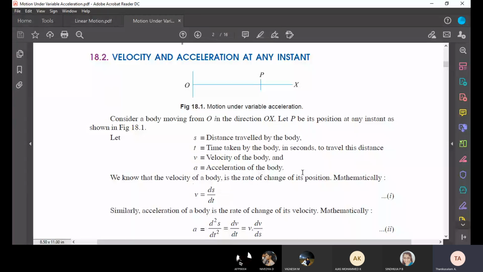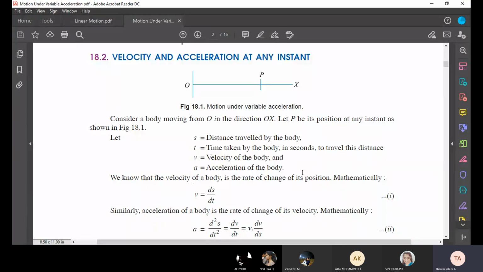Small a. Velocity is the rate of change of displacement with respect to time. We know the definition of velocity: ds by dt, that is the rate of change of displacement divided by time taken. Therefore, V equal to ds divided by dt.